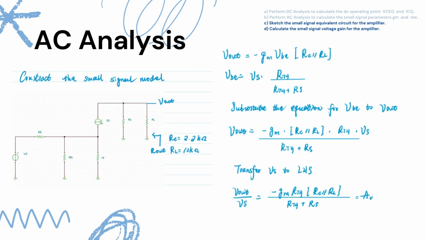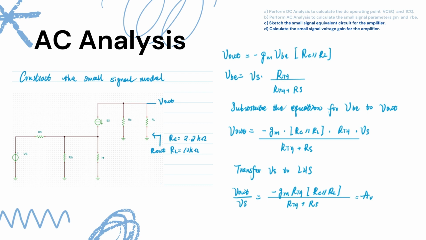Then we construct the small signal model and calculate the small signal voltage gain AV. The small signal model is shown on the left diagram. According to the formula, the voltage output Vout equals minus Gm multiplied with VBE and the combination of RC and RL, where RC and RL are in series.